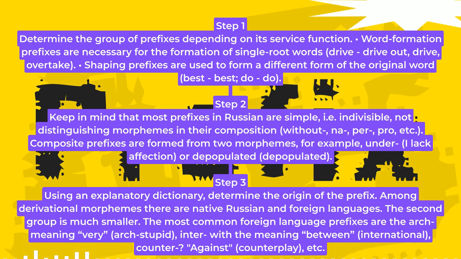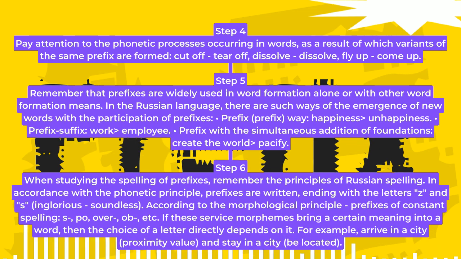Step 3. Using an explanatory dictionary, determine the origin of the prefix. Among derivational morphemes, there are native Russian and foreign languages. The second group is much smaller. The most common foreign language prefixes are arch, meaning very, arch stupid; inter, with the meaning between, international; counter dash, against, counterplay, etc.